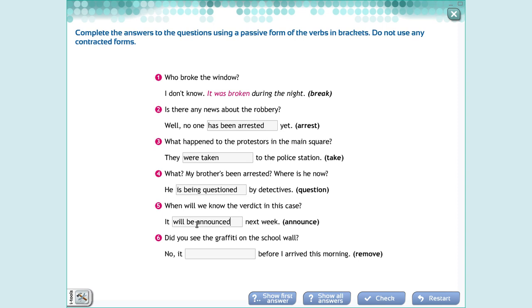Did you see the graffiti on the school wall? I'm talking about the past. No, it had been removed before I arrived this morning. So I have two situations in the past. Ele foi removido e eu cheguei na escola. What happened first? Past perfect. Duas ações no passado. A que aconteceu primeiro foi removido, depois eu cheguei. Então, é um past perfect. Had been removed, tinha sido removido. Okay?